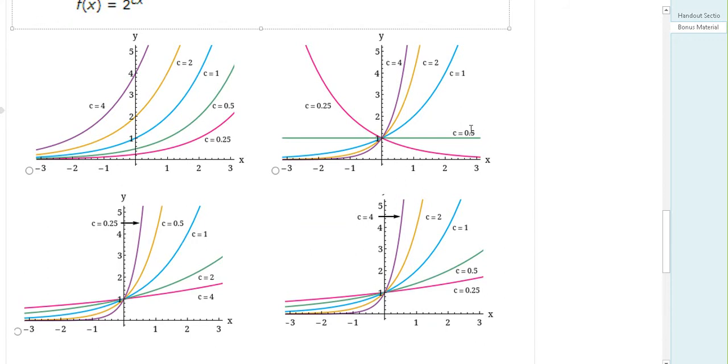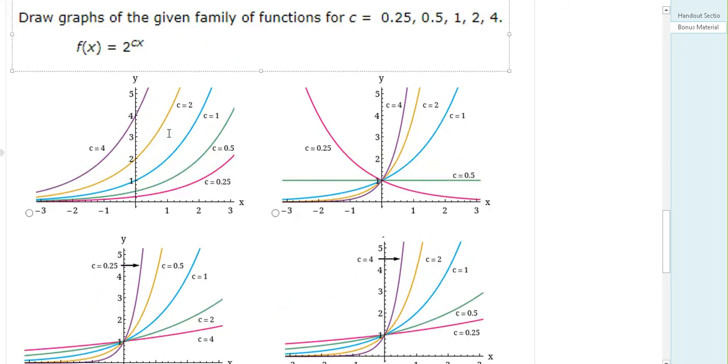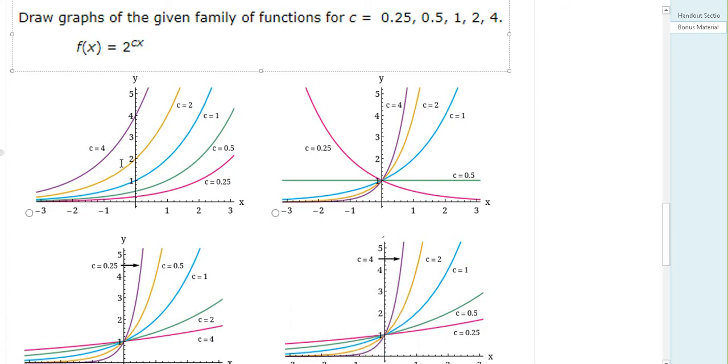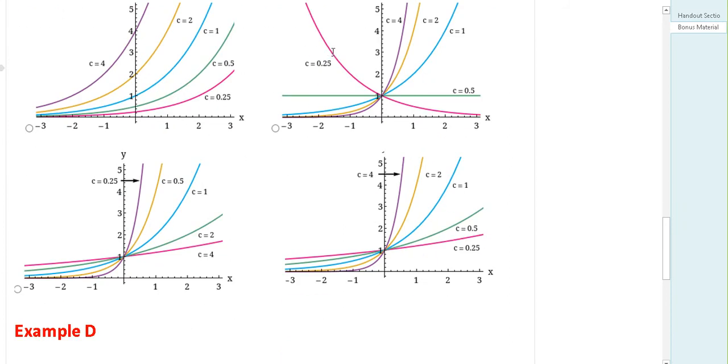So for instance, I can rule out this one right here, the second one, because one of the things it has is a decaying function. 2 to some positive value is going to be an increasing function. So I can rule out what I would call graph B here. I could also rule out this one, because all the graphs of this form, 2 to some power x, should pass through the point 0, 1. And this one doesn't. This one passes through a bunch of different points. So I can rule out these two.